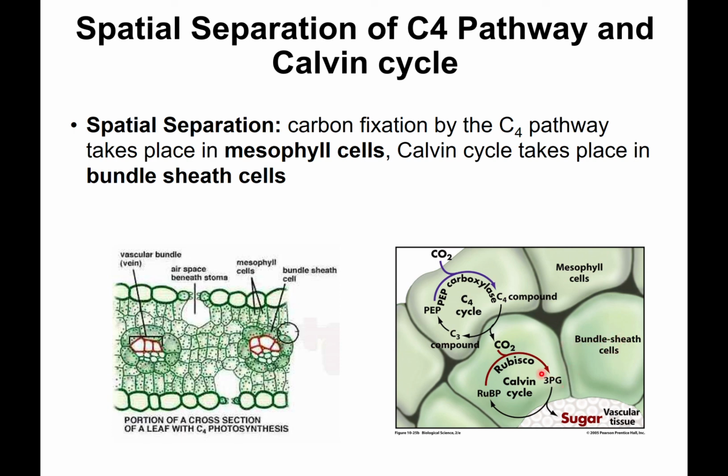This produces glyceraldehyde 3-phosphate, which then can be released in the vascular system here and brought to different parts of the cells, or can be converted into glucose, other monosaccharides here, and then released into the vasculature of the plant. So in this case, since there are two different types of cells that do the C4 cycle and the Calvin cycle, you talk about spatial separation of the C4 pathway and the Calvin cycle.